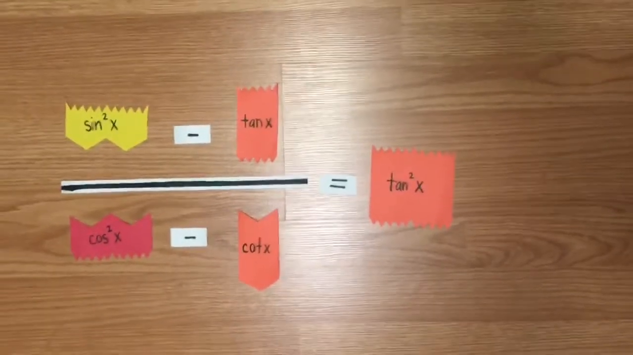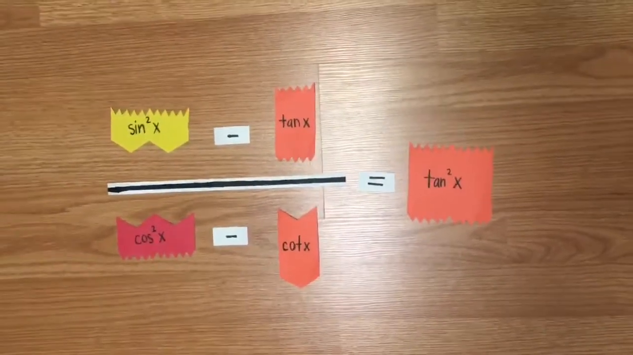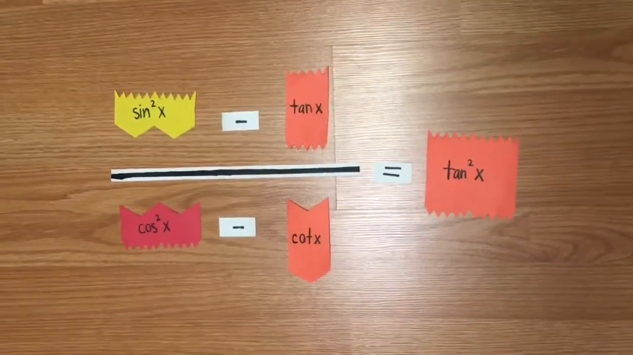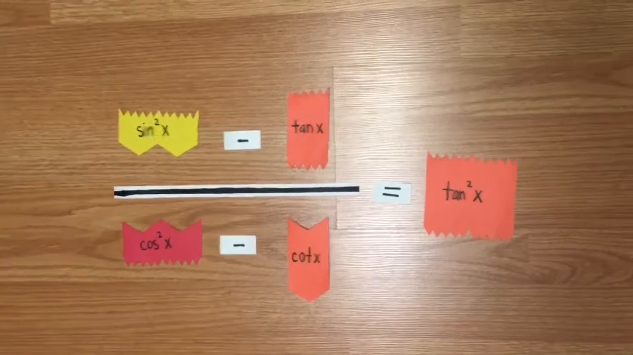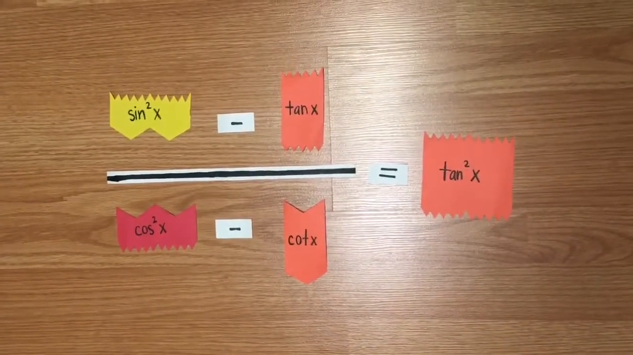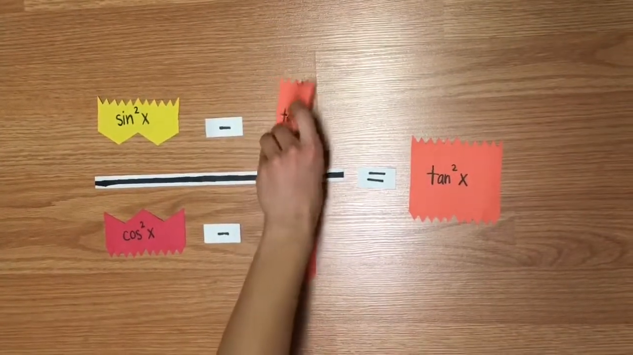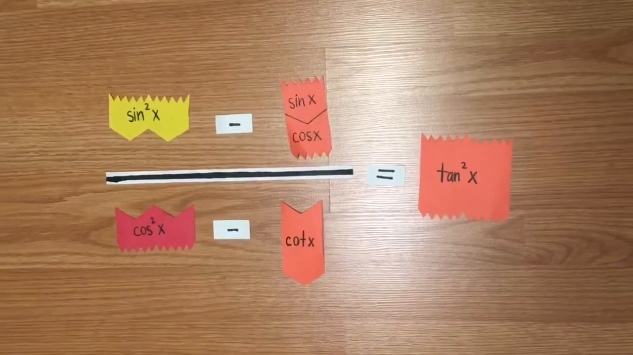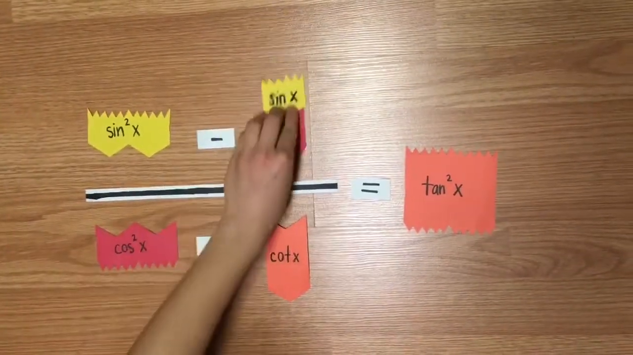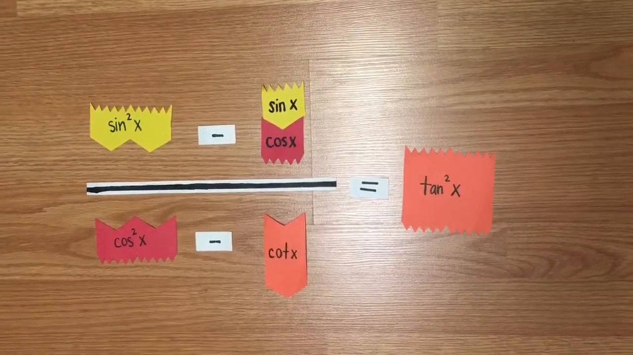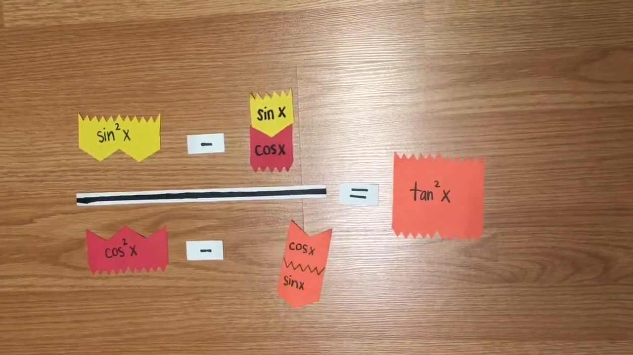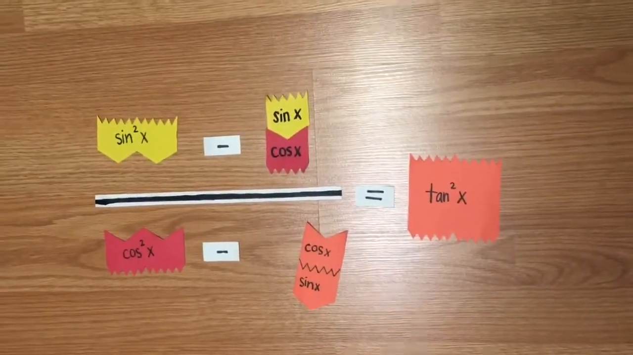In this video, I am going to verify that (sine squared x minus tangent x) over (cosine squared x minus cotangent x) is equal to tangent squared x. The first step is to change everything to sines and cosines. Tangent x is equivalent to sine x over cosine x, so we can replace that. Cotangent x is equivalent to cosine x over sine x, so we can replace that as well.